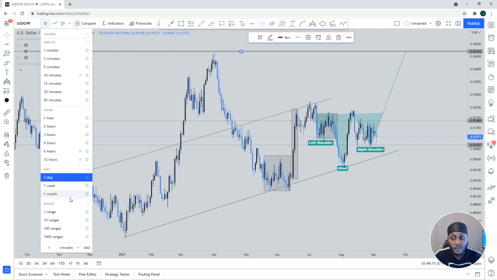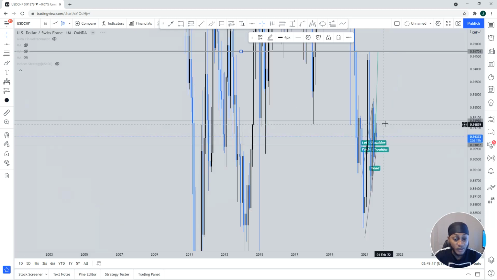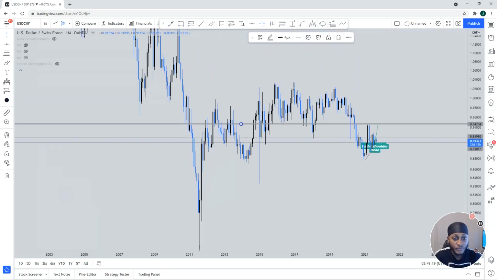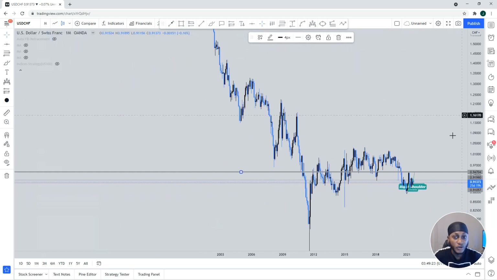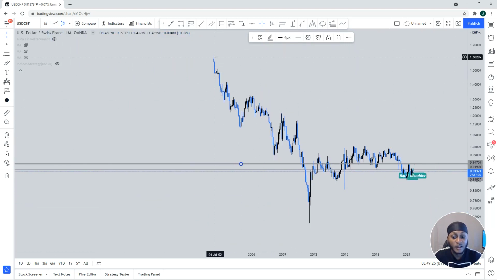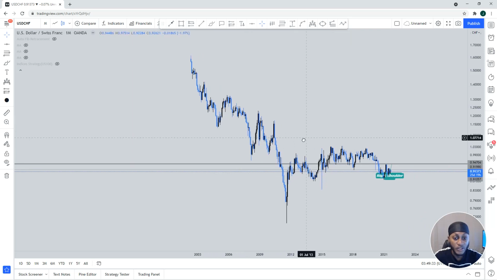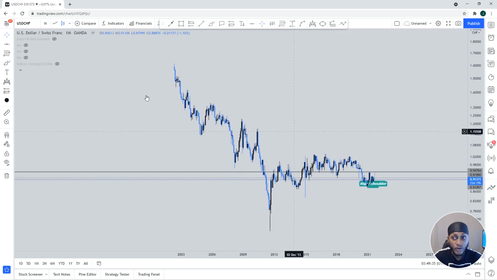Looking at USDCHF on my monthly as well, I'm going to show you guys something. USDCHF has been selling off for the longest while now. If you look at all the past years, ever since it started in 2002, you can see price has been in that bearish market. Then we had this sideways move, and what I'm looking for is price to continue towards the upside.